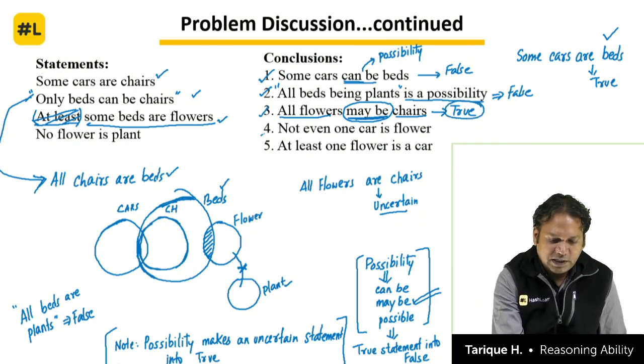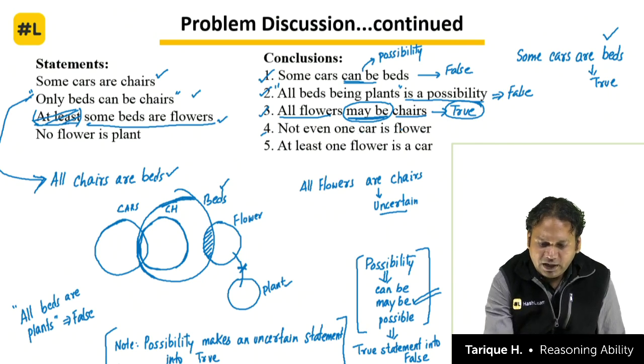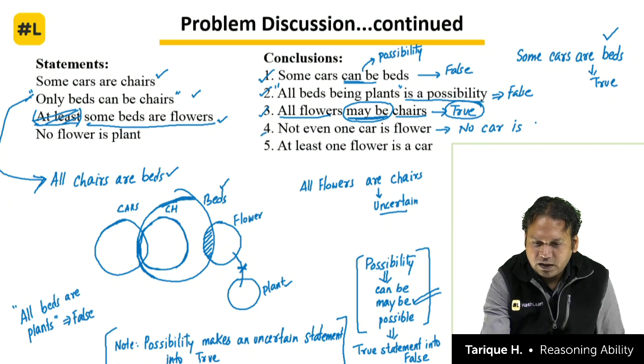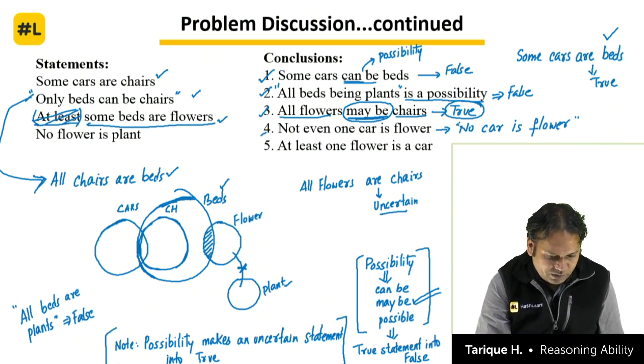Now let's look at the fourth statement. Not even one car is flower. Not even one car is flower is another way of saying no car is flower. This is also a variation. No car is flower. Now you think about whether this statement is true, false, or uncertain. No car is flower.